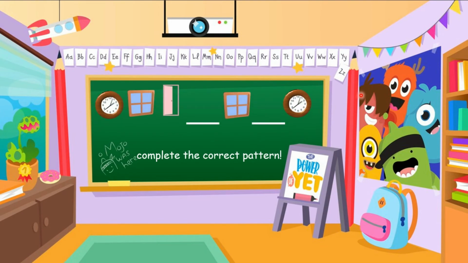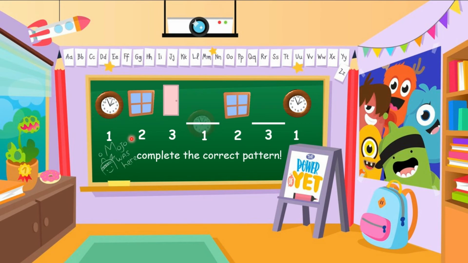Okay, the last question, complete the correct pattern. There is a clock, window, a door, blank, blank, blank, window, blank, blank, blank, and a clock. If a clock is number 1 and the window is number 2 and the door is number 3, so we will make number 1, number 2, 3, and number 1. Look at this. This is number 1. Number 1 is, good job my student, a clock.